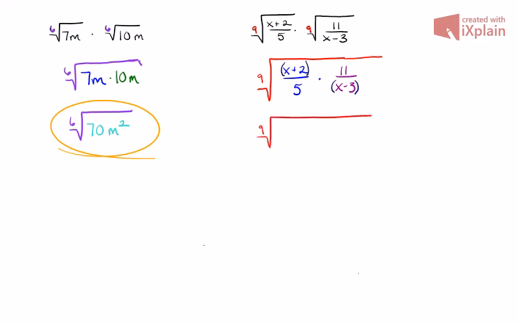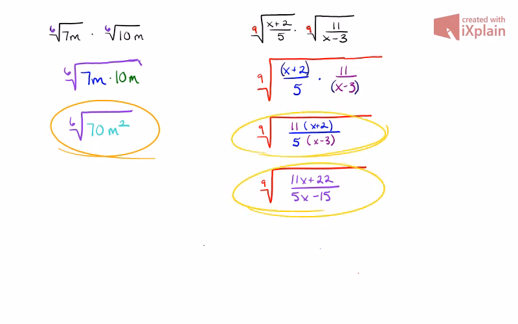So my next step, I'm going to have my ninth root, and all I can do is write out the multiplication. So the top one would be 11 times x plus 2, and that's all going to be over 5 times the quantity of x minus 3. You can stop your result here, or if you want to take it further, you can actually do the multiplication. So that would give me 11x plus 22 all over 5x minus 15. Either of these solutions would be acceptable.